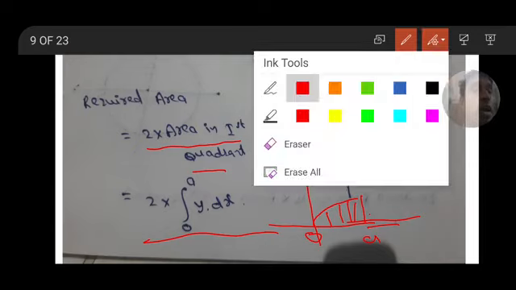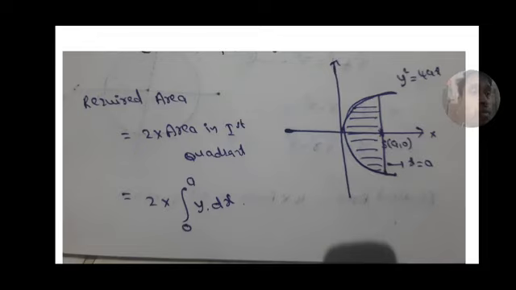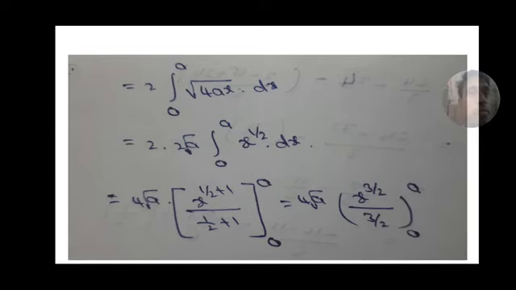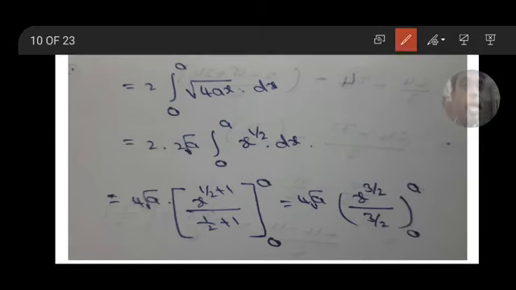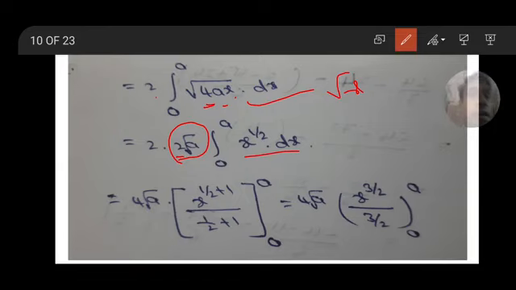What is the y value? Square root of 4ax. Y square equal to 4ax, therefore y equal to square root of 4ax. Okay, 2 into integration 0 to a square root of 4ax. This root 4 means 2 root a, constant outside, 2 as it is, and 2 root a into integration 0 to a root x. Root x means x to the power of 1 by 2 dx.